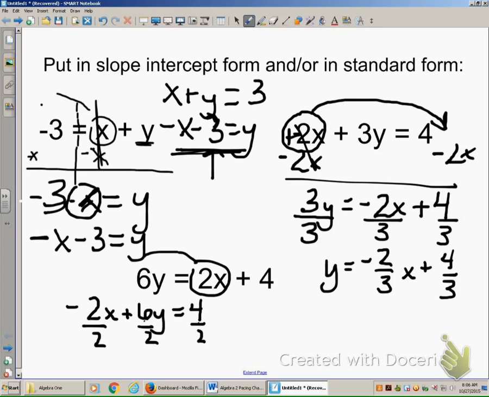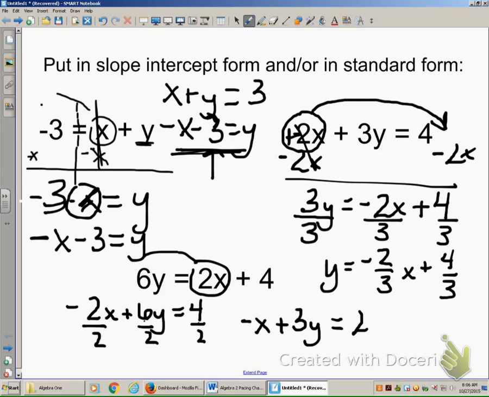So negative 2 divided by 2 would just be a negative 1, or we would write it as negative x. 6 divided by 2 is a 3, 3y. 4 divided by 2 is 2. So I have the equation.